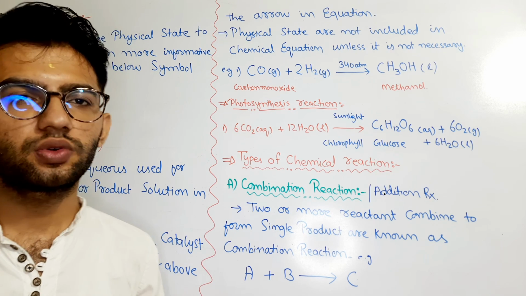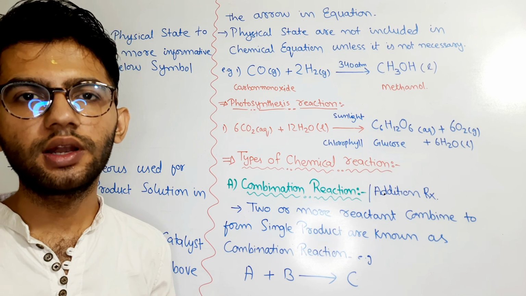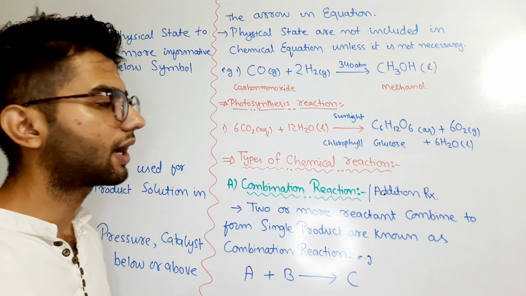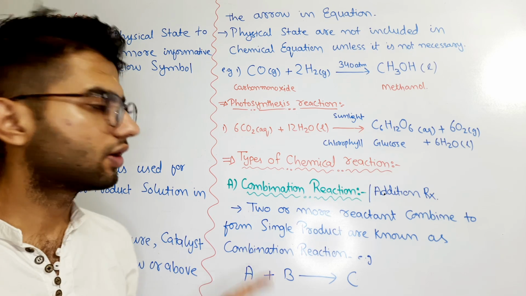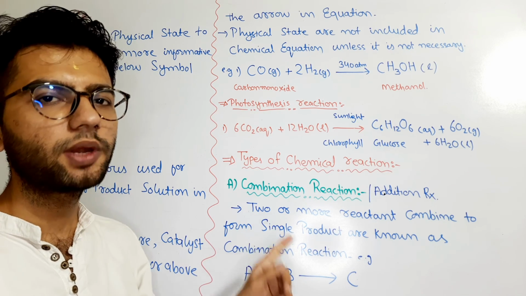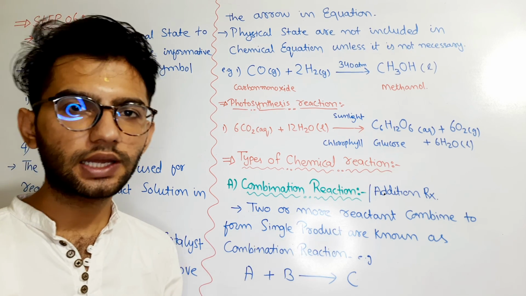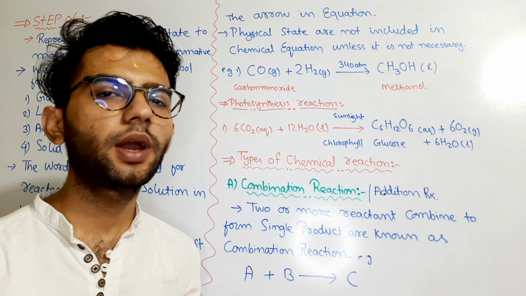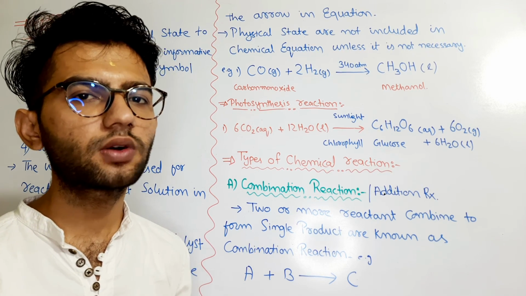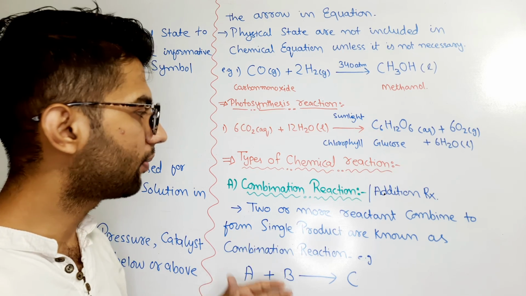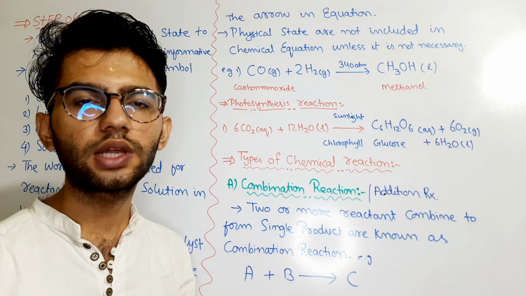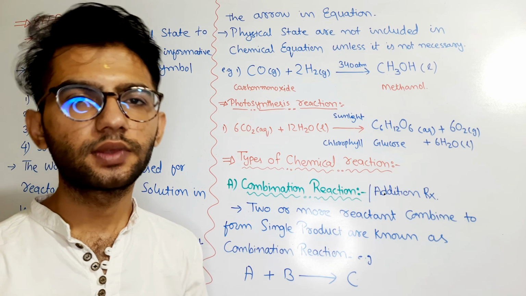I hope you have learned it, and we will continue with the different types of reaction in our further class. So it was the first type of reaction, that is the combination reaction. I am repeating again that when two or more reactants combine to form a single product, it is known as a combination reaction. There is also an example of the combination reaction. We will continue that example in our next class. Goodbye students.